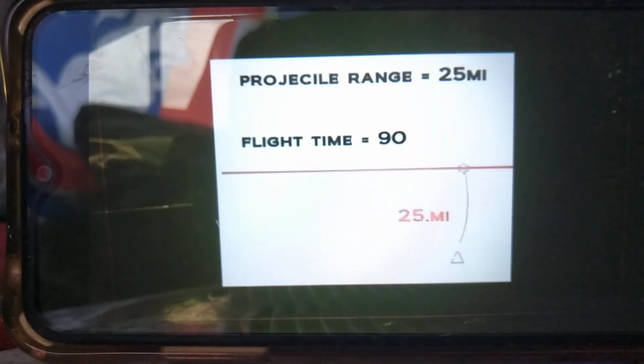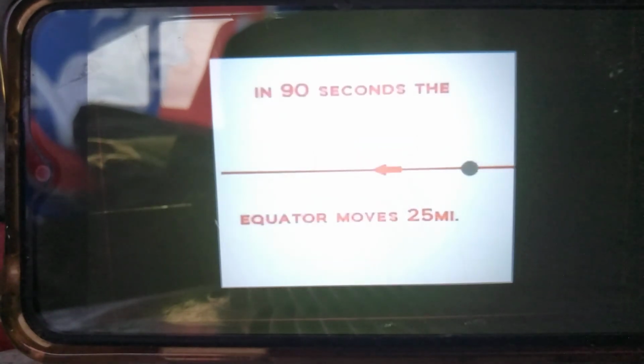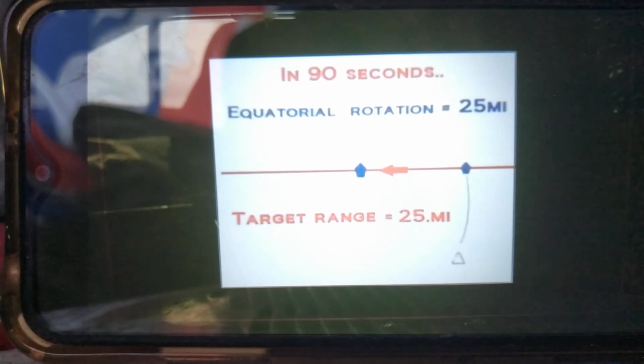25-mile target from the New Jersey has a flight time of 90 seconds. So you're aiming 90 degrees from the ship straight to the equator to hit that lighthouse. And it takes 90 seconds for the bullet to get there. Problem is, in 90 seconds at the equator, the Earth moves 25 miles. So it takes 90 seconds for the bullet to get from the ship to the lighthouse. But in that 90 seconds, the lighthouse moves 25 miles. So you're going to miss it by 25 miles.